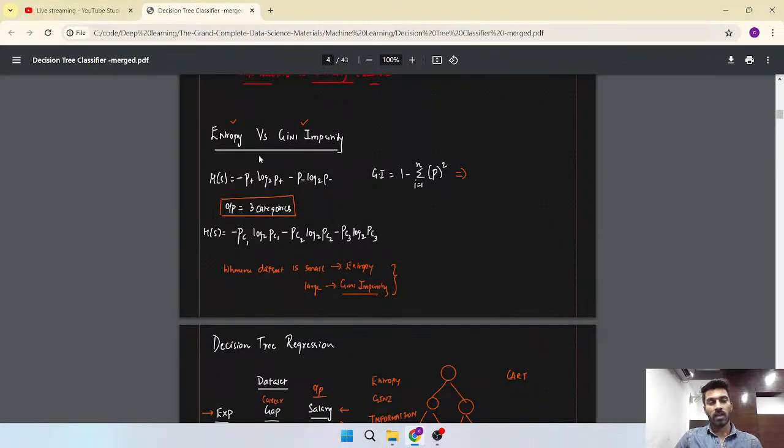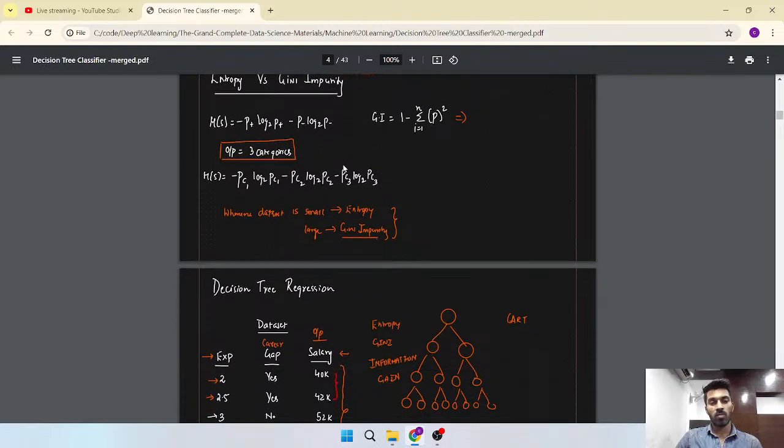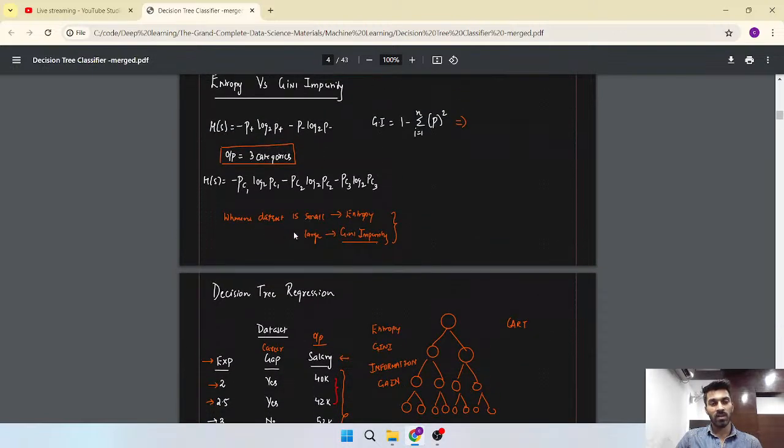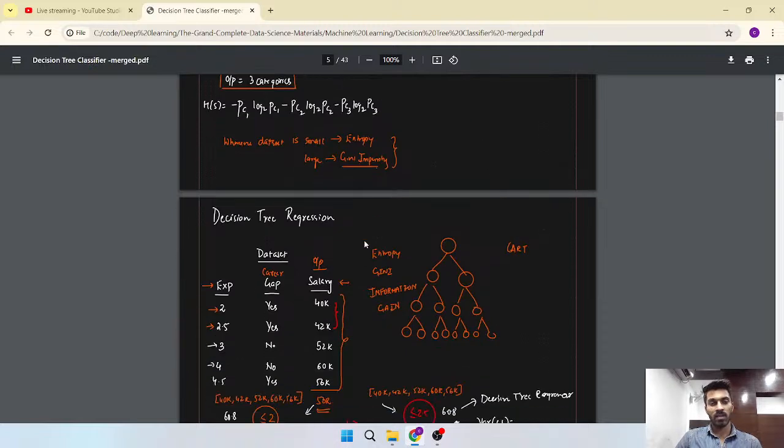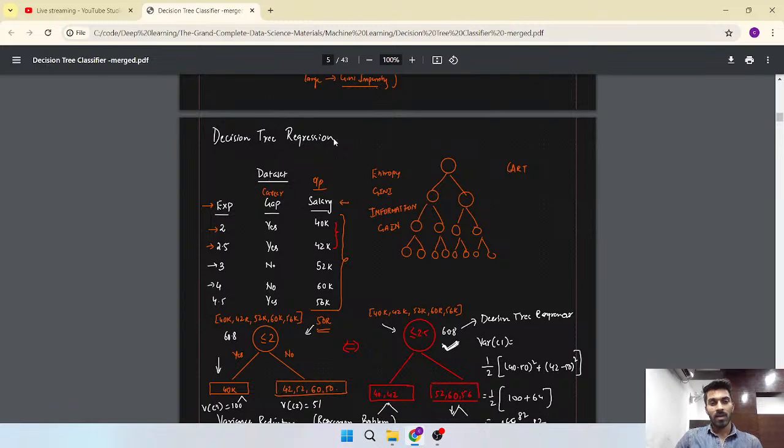Okay, so entropy versus Gini impurity, which one should I apply? I already told you that the entropy formula takes a very huge time. So if your data set is small, you can directly apply entropy. If your data set is very huge, then apply Gini impurity, because in Gini impurity the log formula is not there, so you will get the answer in minimal time. That's it: whenever data is small, apply entropy, for a large data set, Gini impurity.